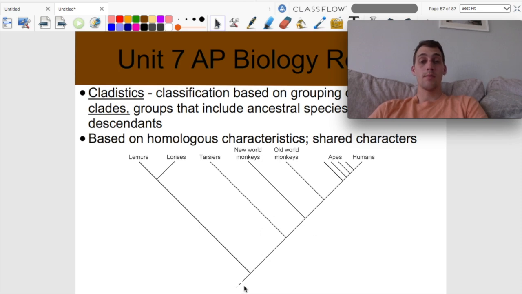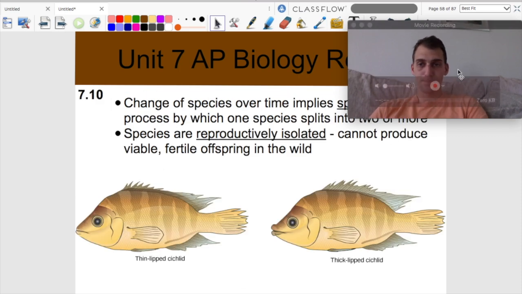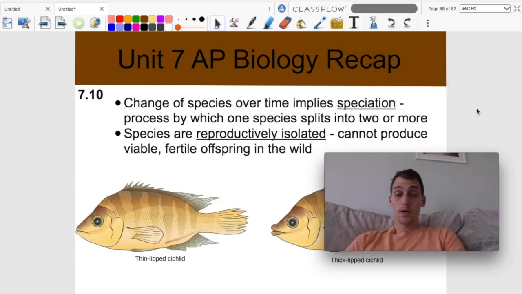And a cladogram, at the bottom of the tree, still represents the common ancestors, the branch points, and then these are the modern species. Speak of the devil, look at that. Apes and humans share a very recent common ancestor. If you want to look more into how to build and use a cladogram, I suggest going to the 7.9 video that I have on my channel. But for now, since this is a recap, we're just kind of going for it.